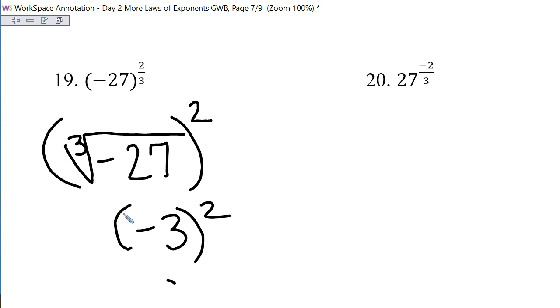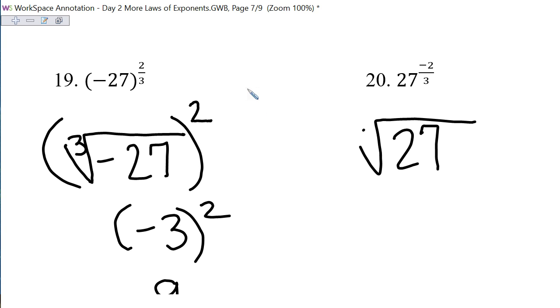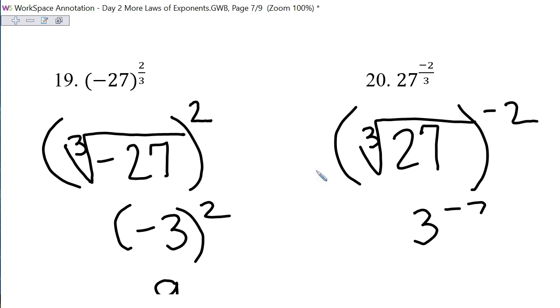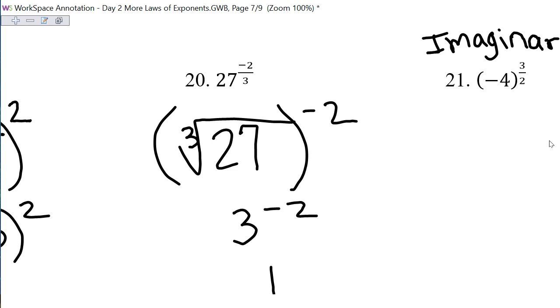And number 20, what is the base? 27. What root are we taking? Cube root. And what power do we raise it to? Negative 2. So what's the cube root of 27? 3. And 3 to the negative 2? 1/9. 3 to the negative 2 is 1/9. Number 21, what is the base?